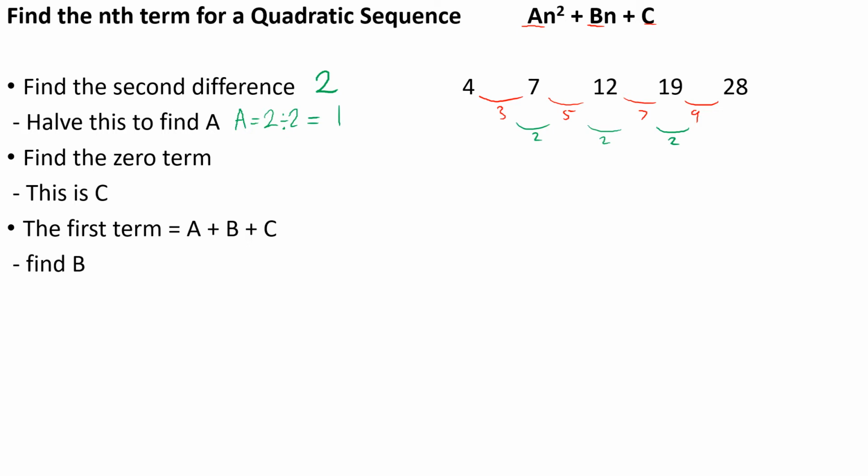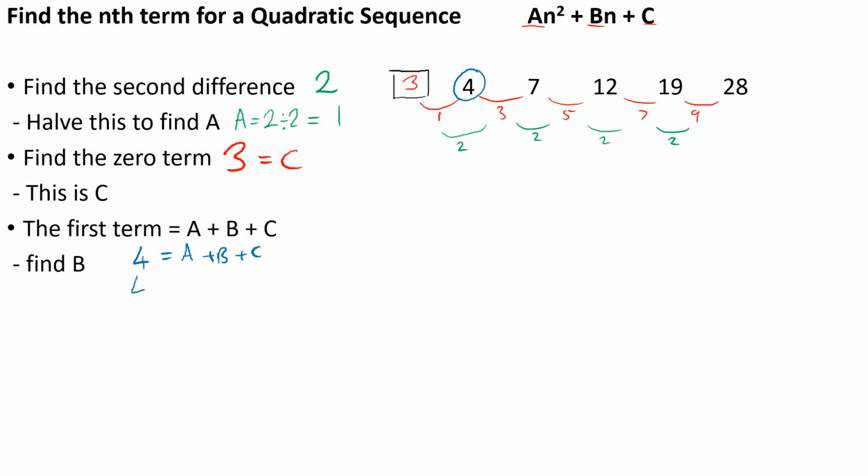Step 2, find the 0 term. This is c. Now the 0 term is, as was true in linear sequences as well, what happens if you go back 1? We have to be a little bit careful here. So we'll say, okay, well, the difference has to decrease by 2. So the difference has to be 1. So this number here must be 3. Our 0 term is 3. And that's equal to c. Cool. And then the first term is a plus b plus c. So our first term was 4. So we can say 4 equals a plus b plus c.